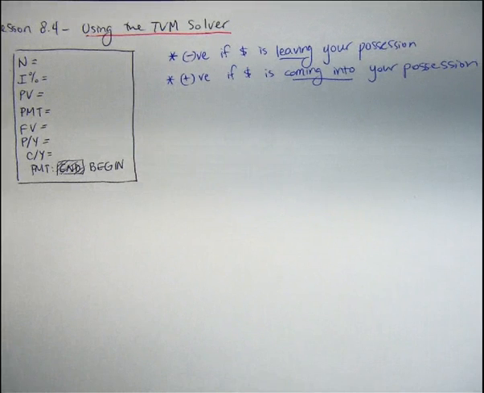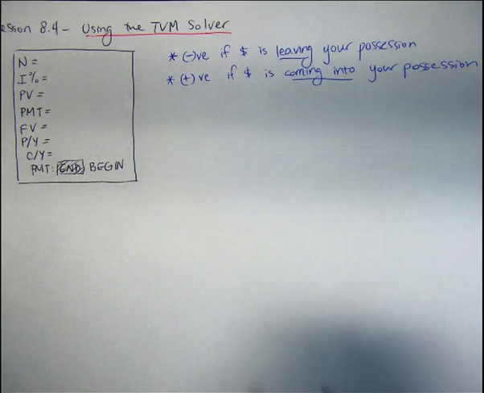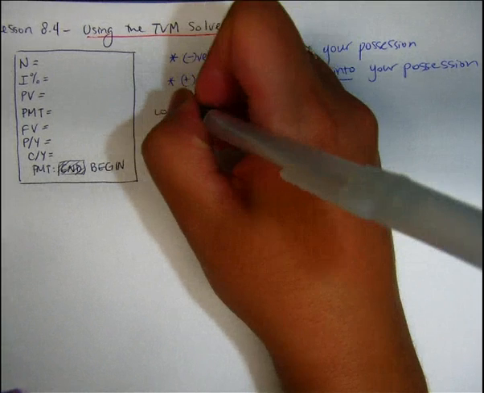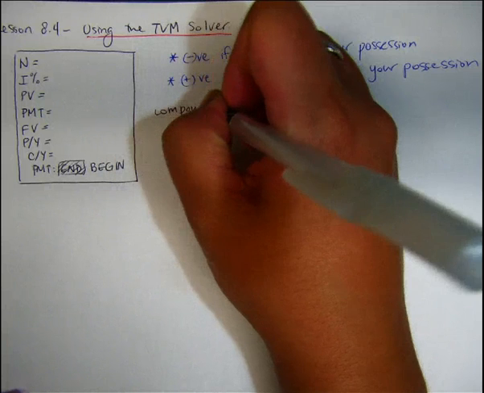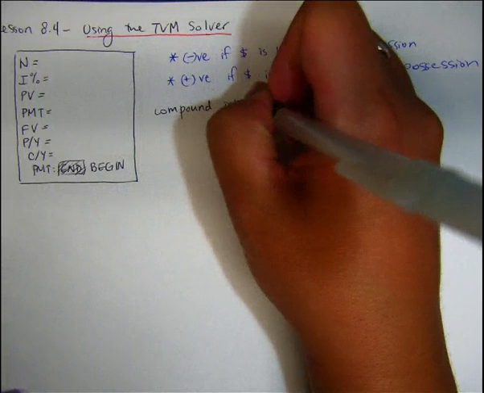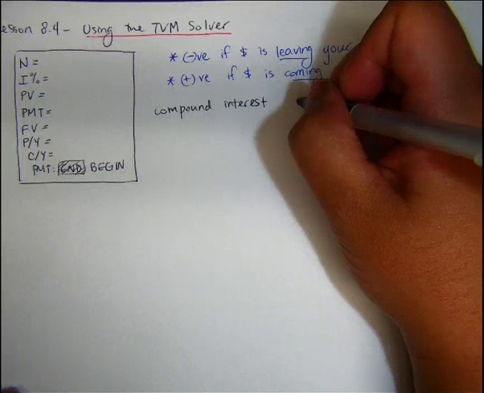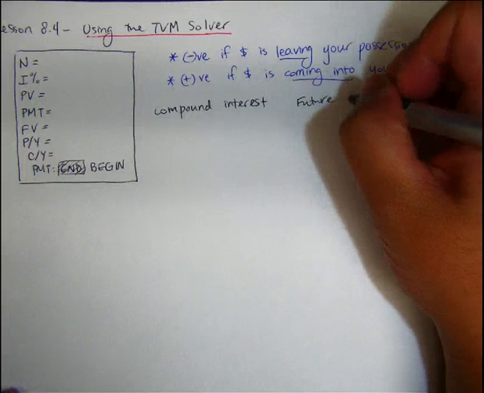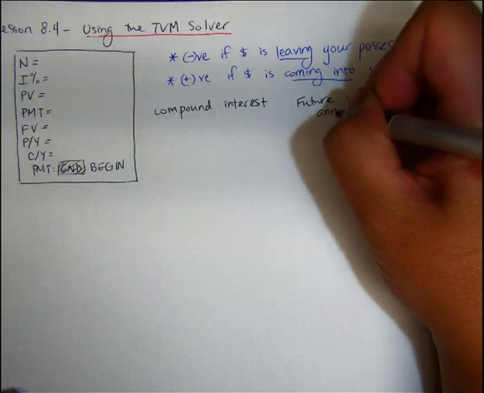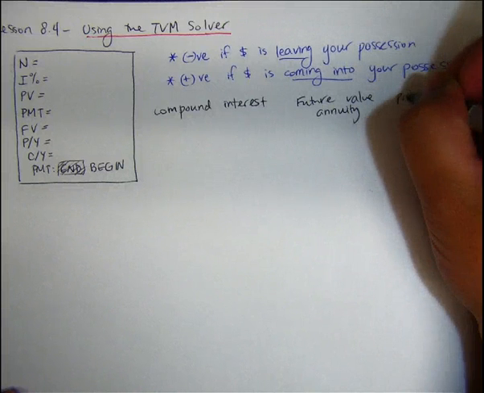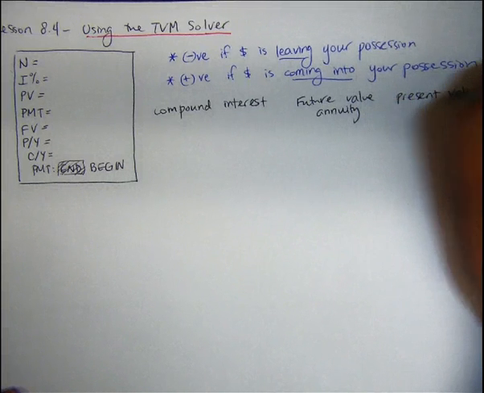And besides that, the conditions for compound interest, future value of annuity, present value of annuity, all slightly different. So I'm going to just separate this. Compound interest, future value of an annuity, present value of an annuity.